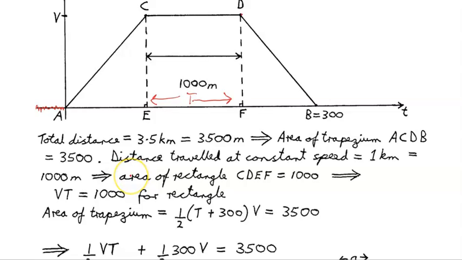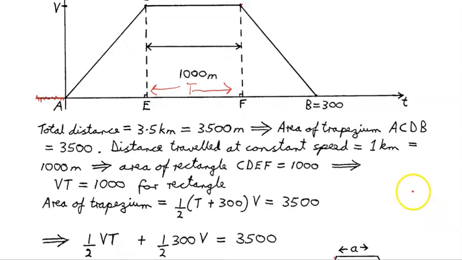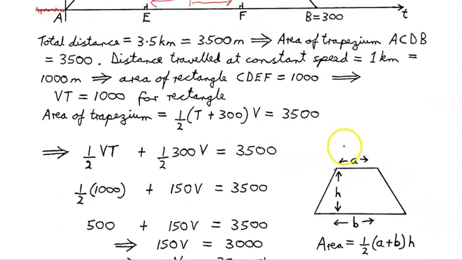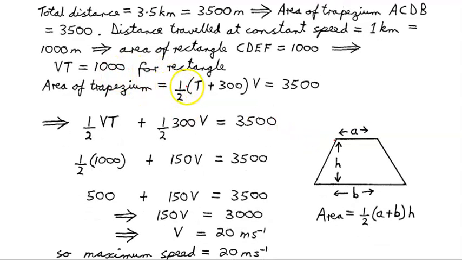We also know the area of the rectangle in the middle. V times T is 1,000. Okay, well, next step, if we want to find our maximum speed, is let's take our expression for the area of the trapezium: a half times (T plus 300) times V is equal to 3,500. Let's multiply through by V on 2. So we have a half V times T, and a half times 300 times V is equal to 3,500.